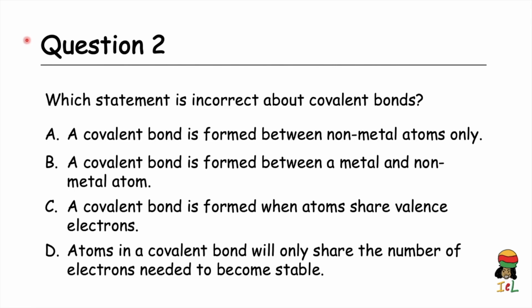Question 2. Which statement is incorrect about covalent bonds? A. A covalent bond is formed between nonmetal atoms only. B. A covalent bond is formed between a metal and nonmetal atom. C. A covalent bond is formed when atoms share valence electrons. D. Atoms in a covalent bond will only share the number of electrons needed to become stable.